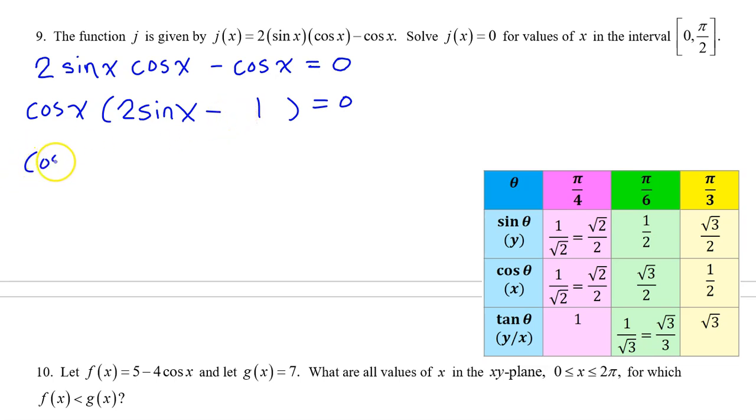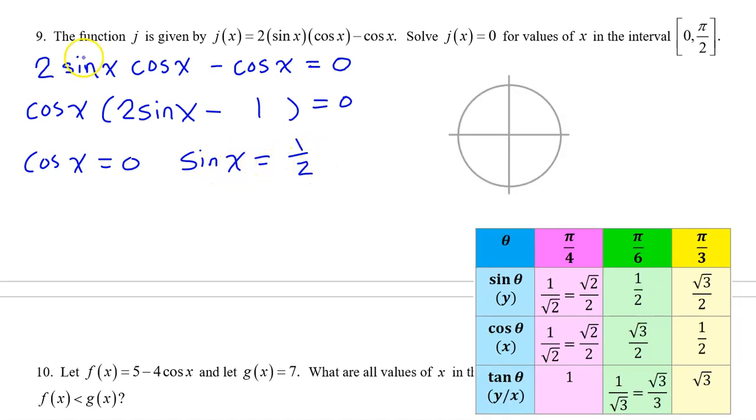Starting with cosine x equals 0. When we set the second factor equal to 0, we will wind up adding 1 to both sides and then dividing by 2. Doing that in our heads, we have sine x is equal to 1/2. First, let's find where cosine x is equal to 0.